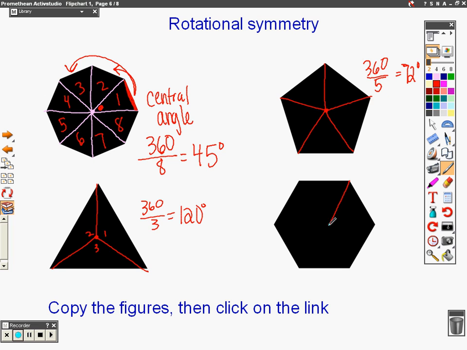And here I have 1, 2, 3, 4, 5, 6. So this would be 360 divided by 6, which would be 60 degrees. Any rotation of 60 degrees or a multiple of 60 degrees will give me the exact same figure, and that's why it's called rotational symmetry. I still wind up with the same figure.